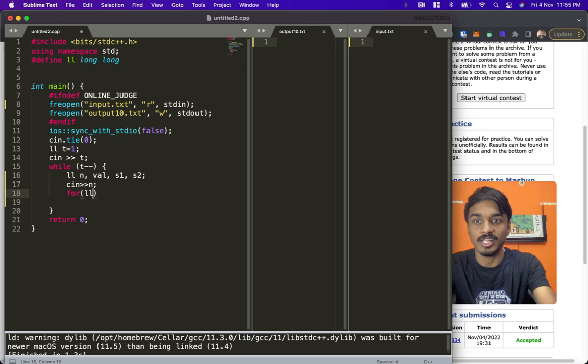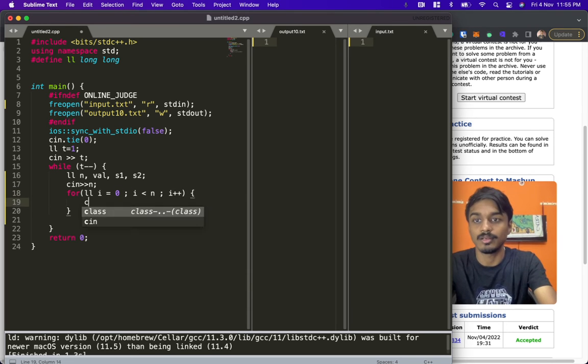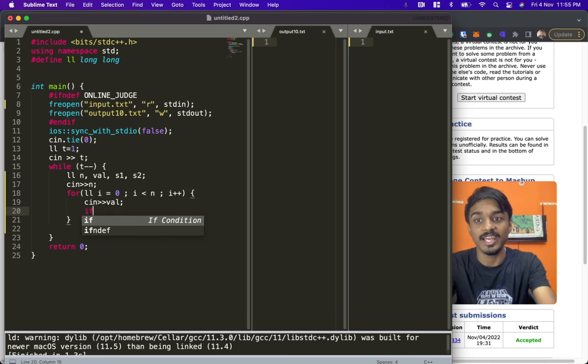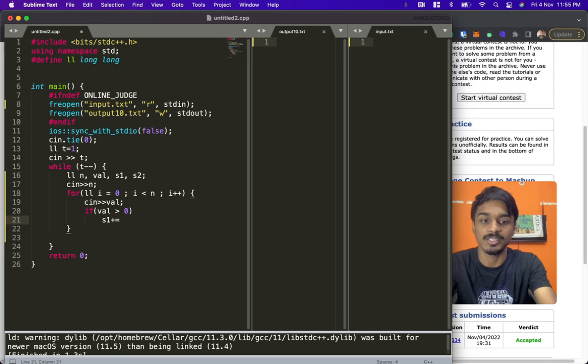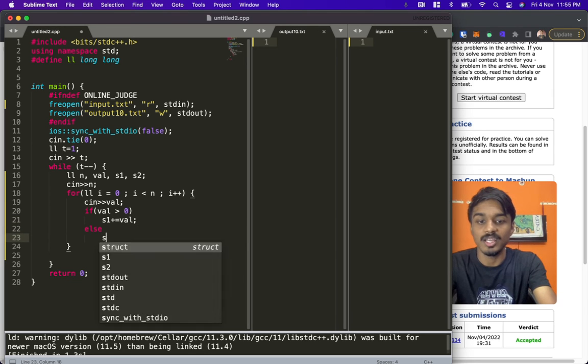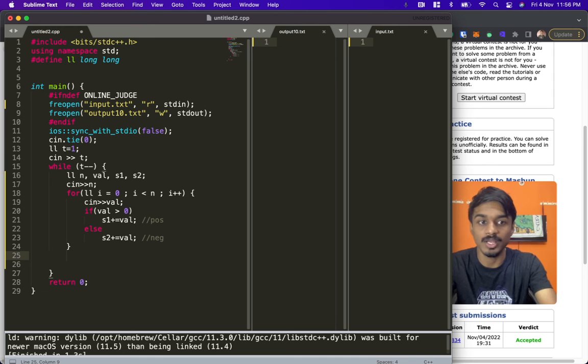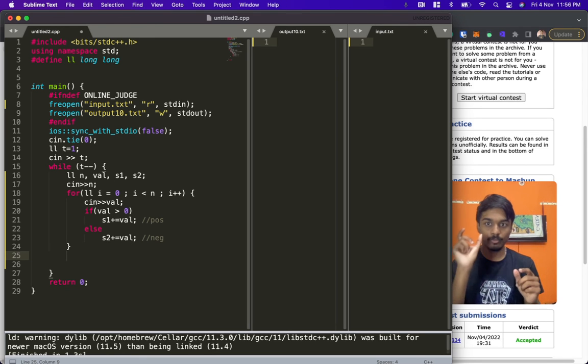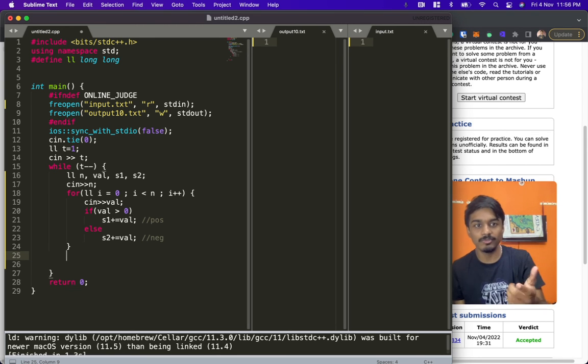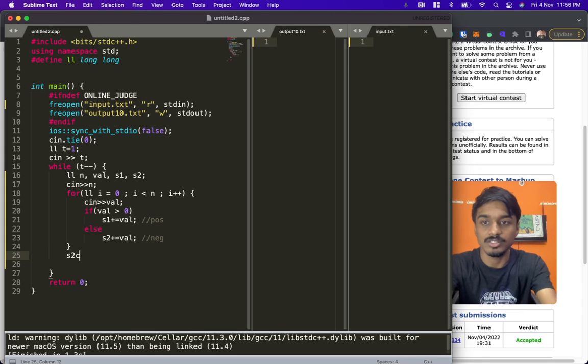For i equal to 0, i less than n, i plus plus, and you take cin of val. If val is a positive number, you simply increment s1 plus equal to val, else s2 plus equal to val. s2 stands for negative numbers and s1 stands for positive numbers. Now, as I told earlier, both are modulus, right? Mod of s1 and mod of s2. So s2, even though it's negative, we have to convert it to positive, so s2 equal to simply multiply it by -1, or take the absolute value, anything is fine.